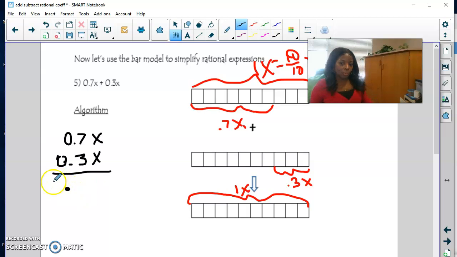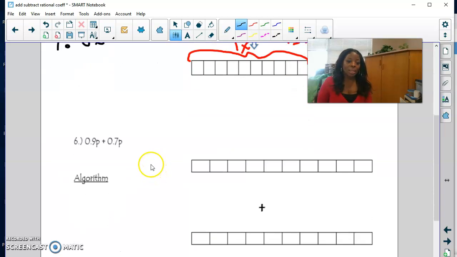We have to regroup and move it to the next place value, which is the ones place. So 10/10 is 1 whole, and that is x. So basically we are adding the coefficient and keeping the variable. Okay, let's go on to the next one.